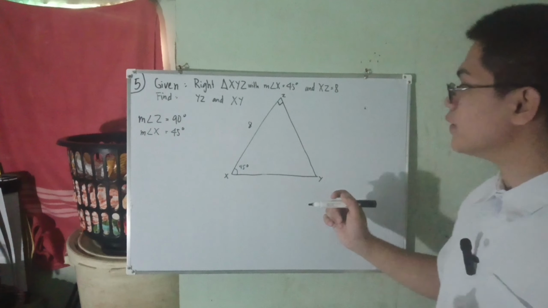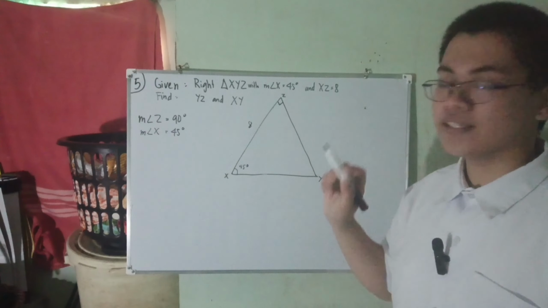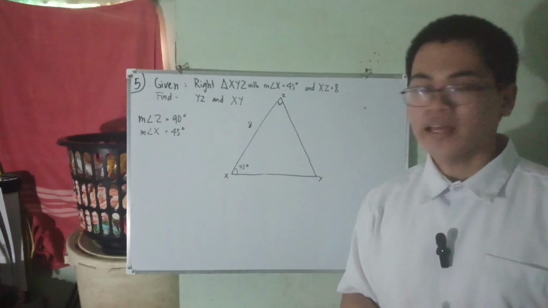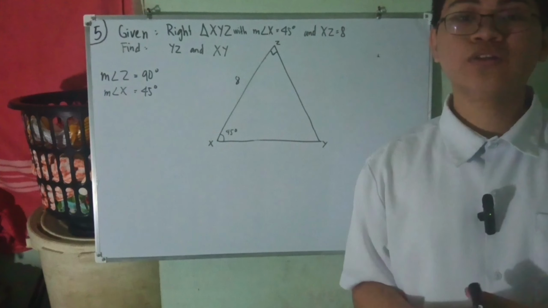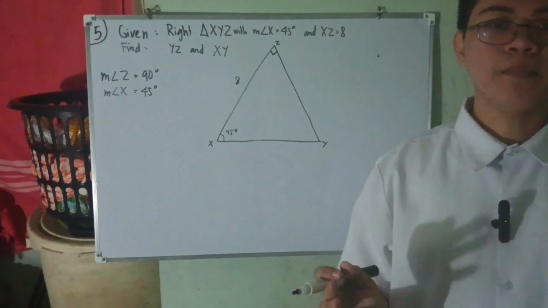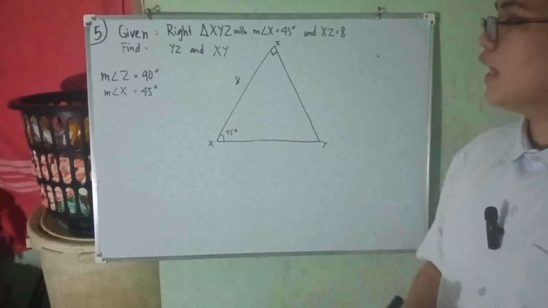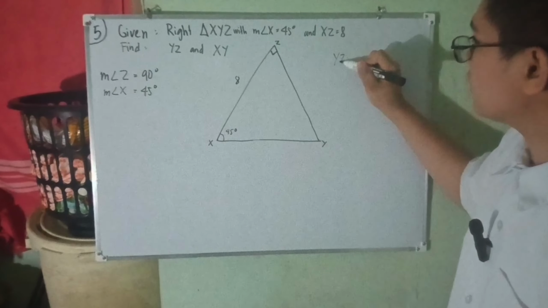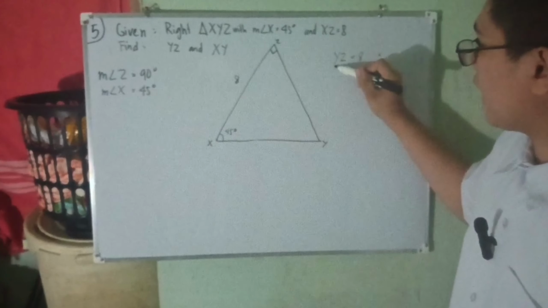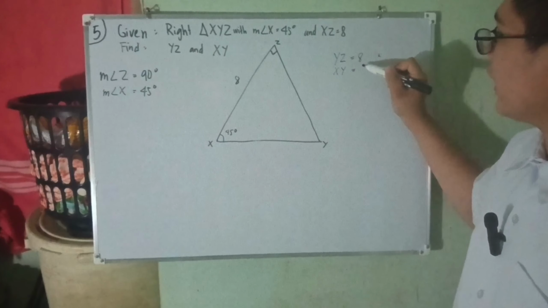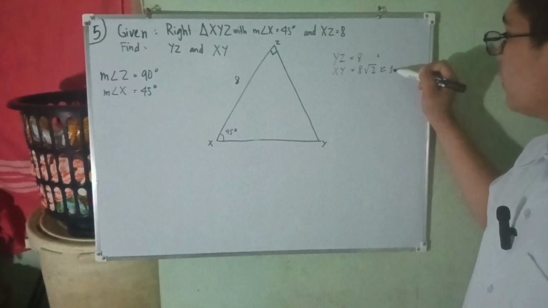Now, looking at the figure, we can conclude that line segment XZ and line segment YZ are the legs, and line segment XY is the hypotenuse. Therefore, using the 45-45-90 theorem, if the measure of the leg XZ is equal to 8, then the measure of the leg YZ is also equal to 8. And the measure of the hypotenuse XY is equal to 8 times the square root of 2, or approximately 11.31.